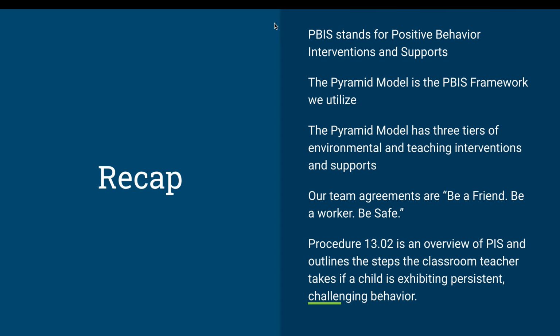So just a real quick recap of what we've talked about in this PBIS overview. First, PBIS stands for Positive Behavior Interventions and Supports. The pyramid model is the framework that we use at Midwest New Mexico CAP for PBIS. And the pyramid model has 3 tiers of environmental and teaching interventions and supports. Tier 1 being classroom-wide supports, Tier 2 being targeted social emotional interventions, and Tier 3 being those intensive supports.